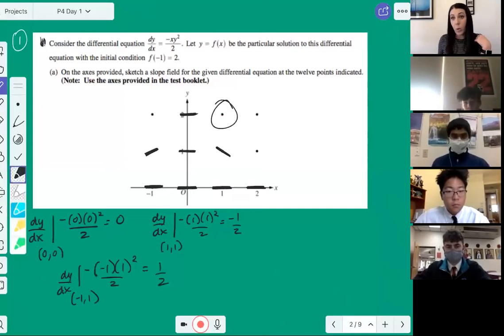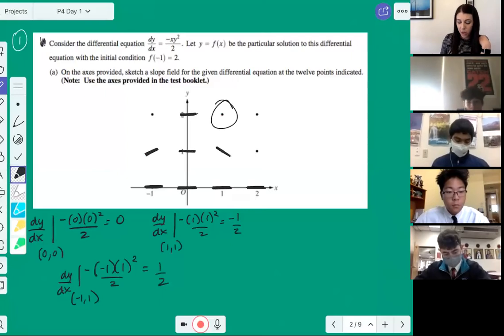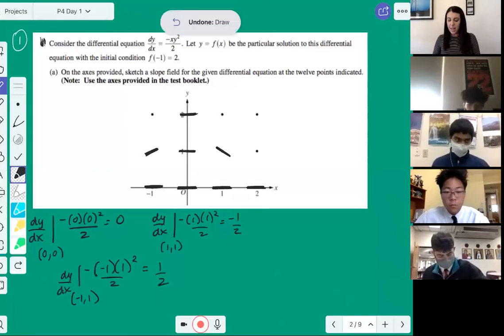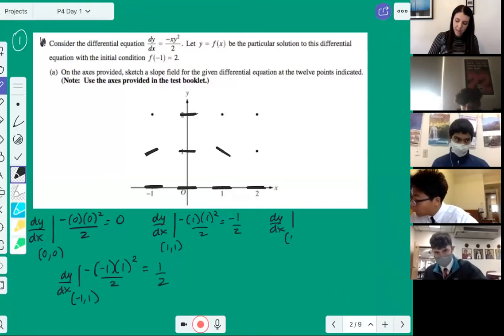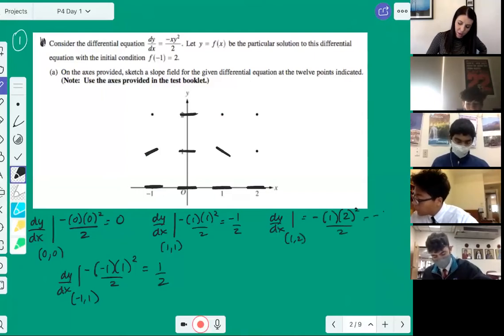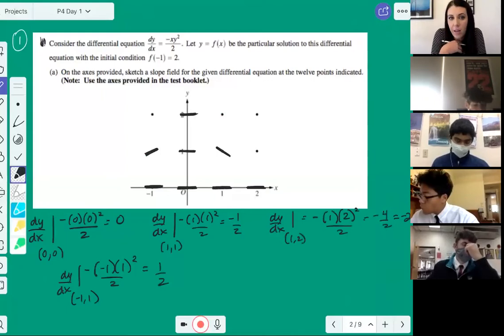Let's do the point 1, 2. Again, it's very important that you know what your X is and what your Y is. It's very easy to mess this stuff up. So we're finding dy dx at 1, 2. That's going to give me -1 times 2 squared over 2, which is -4 over 2 or -2. Okay, so now we have a slope of -2.